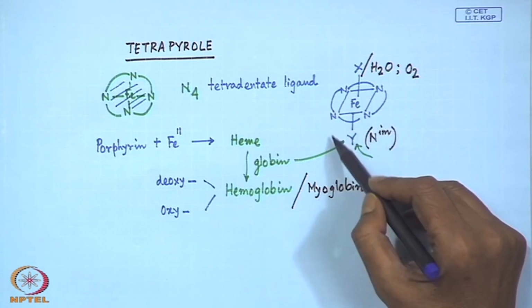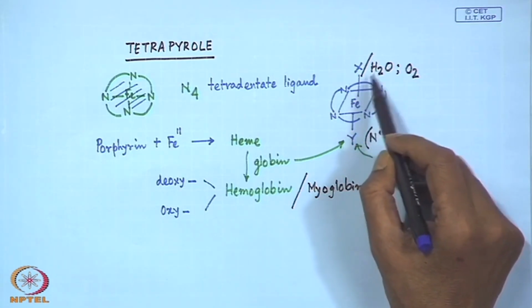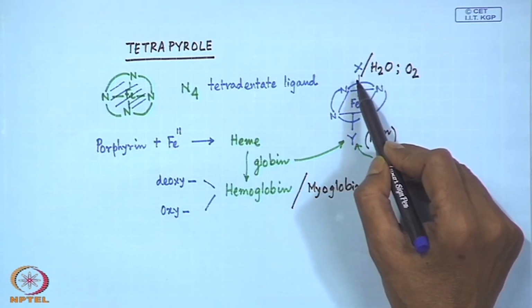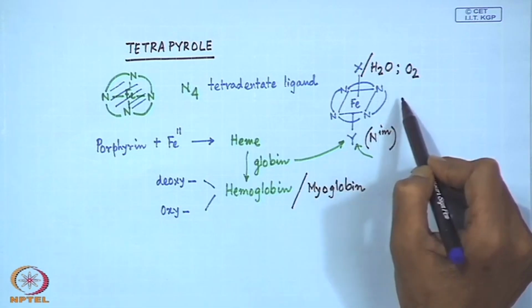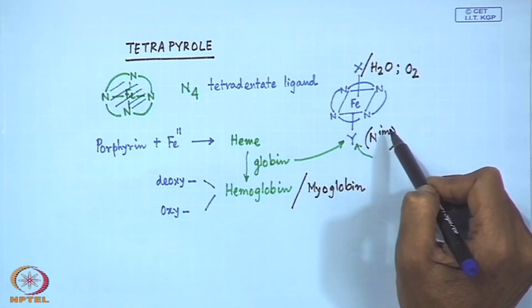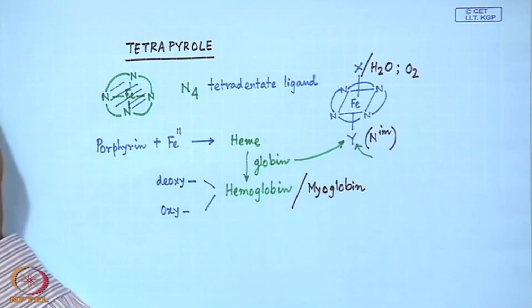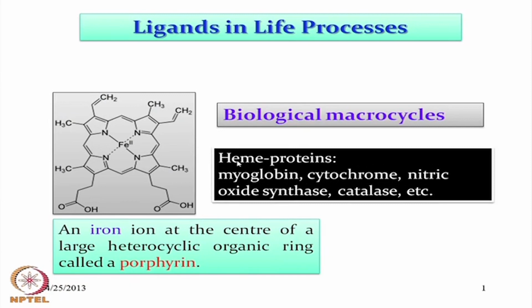So, all 5 positions are occupied. The only available position is the 6th site, and through that 6th site it interacts with the dioxygen molecule, giving interesting reactions related to the oxidation of food molecules. Not only this hemoglobin which is present in our blood, but there are several other molecules known as heme proteins.